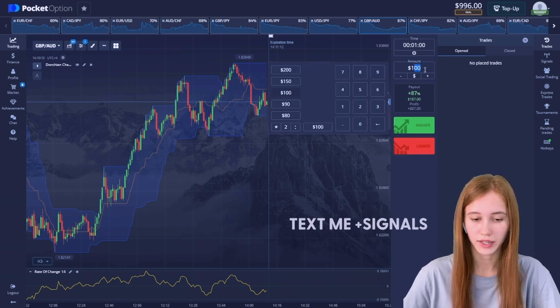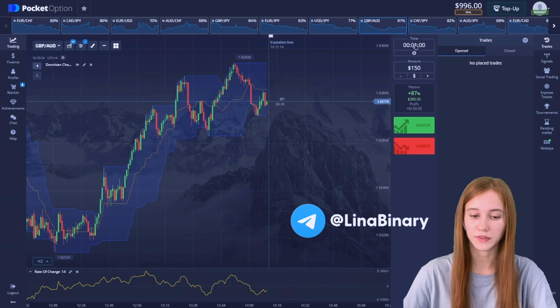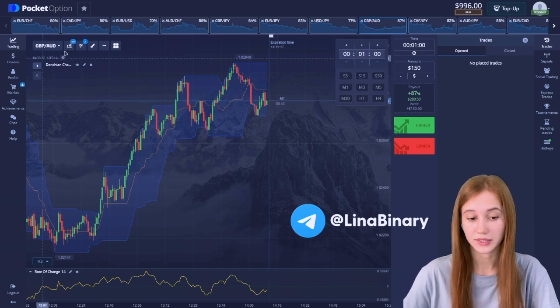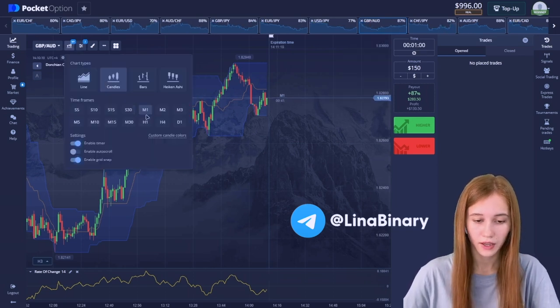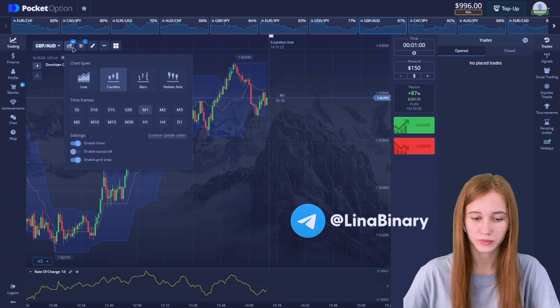Let's start by allocating a trading amount of $150. We'll have a one-minute deal, as you can see. And I'll also show you the settings.